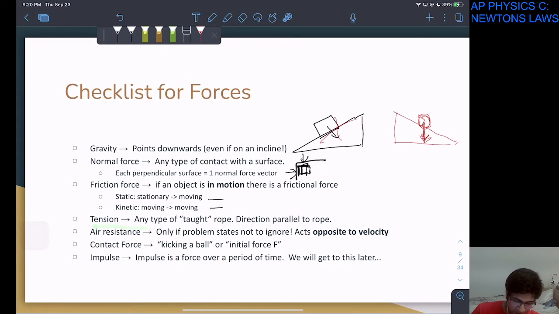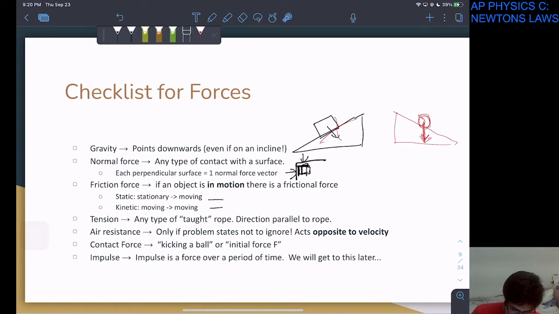Tension: any type of taut rope has tension, and the direction of the force vector will be parallel to the rope. Air resistance: only if the problem states it. If the problem doesn't state anything, then you can safely assume there's no air resistance, and it acts opposite to the velocity vector. Contact force: this is a true external force, like somebody kicking a ball, or an initial force applied to a system. They're usually explicitly stated. So it's an exterior contact force.